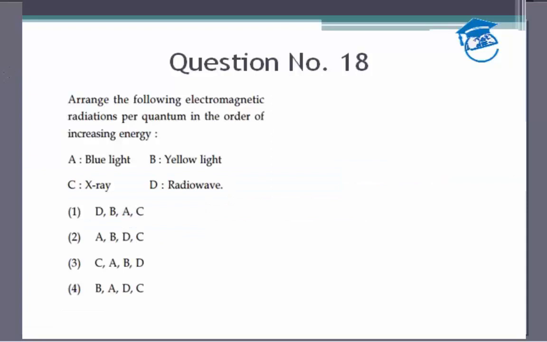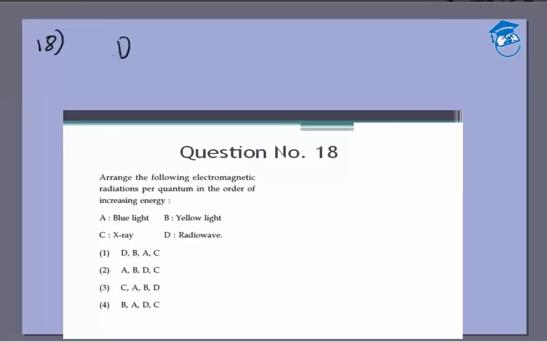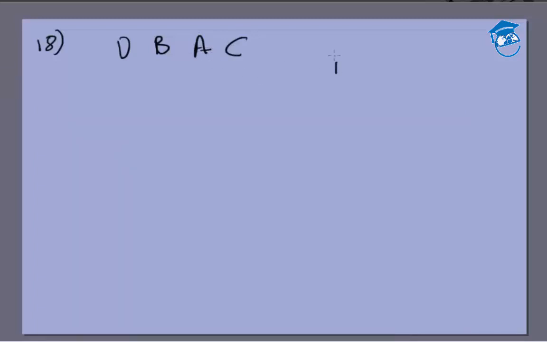The lowest energy will be the one which has the lowest frequency or the highest wavelength, that is the radio wave, so D. Then you have visible light, in which blue has a higher frequency and yellow has a higher wavelength, so it will be yellow, B, then A, which is blue, then C. So DBAC will be the answer, which is option 1.